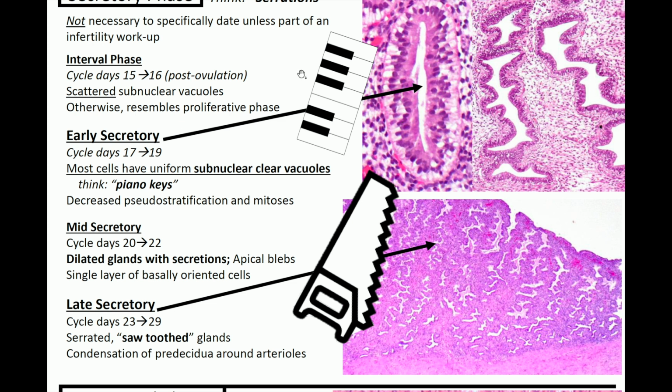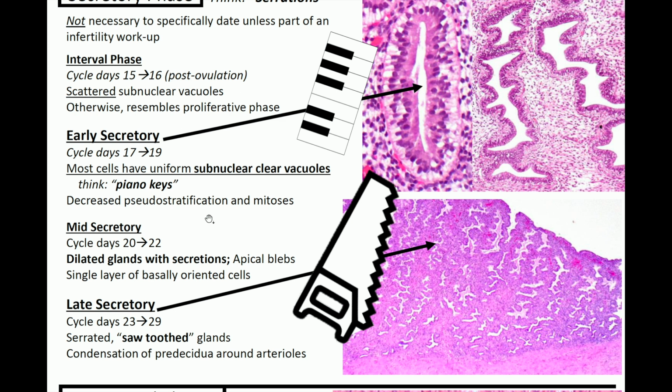In early secretory, days 17 to 19, most cells have uniform subnuclear vacuoles. They're scattered at days 15 to 16, but if you see them uniformly like this, it's early secretory, days 17 to 19. And you want to think piano keys. You can see the resemblance between piano keys and these subnuclear vacuoles. And you're going to have decreased pseudostratification and mitoses.